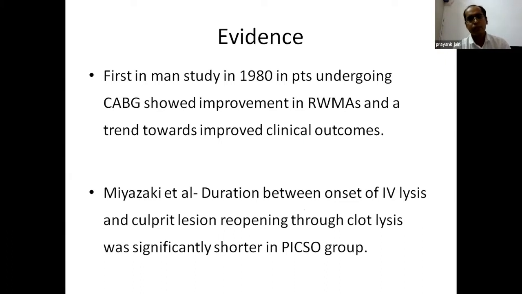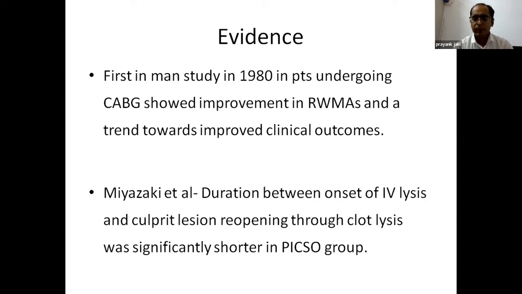So the first in-man study of this PiCSO technique was done in the 1980s in patients undergoing CABG, and it showed improvement in regional wall motion abnormalities and infarct size and a trend towards improved clinical outcome. Although this was only a trend and not clinically significant, there was a trend towards improved clinical outcomes. This was in patients who underwent CABG.